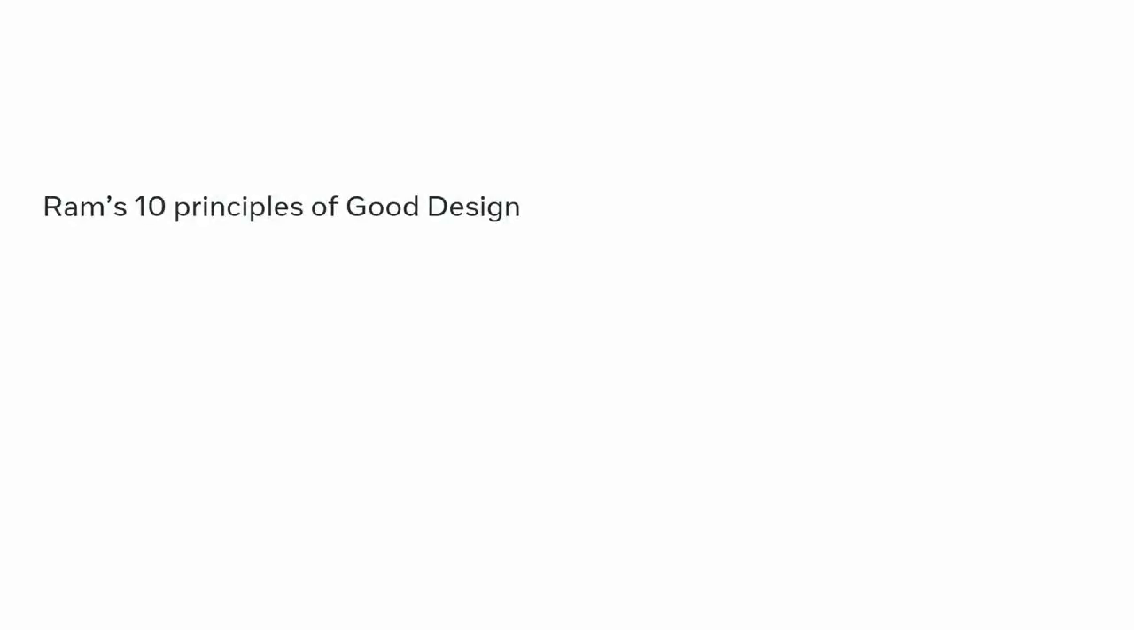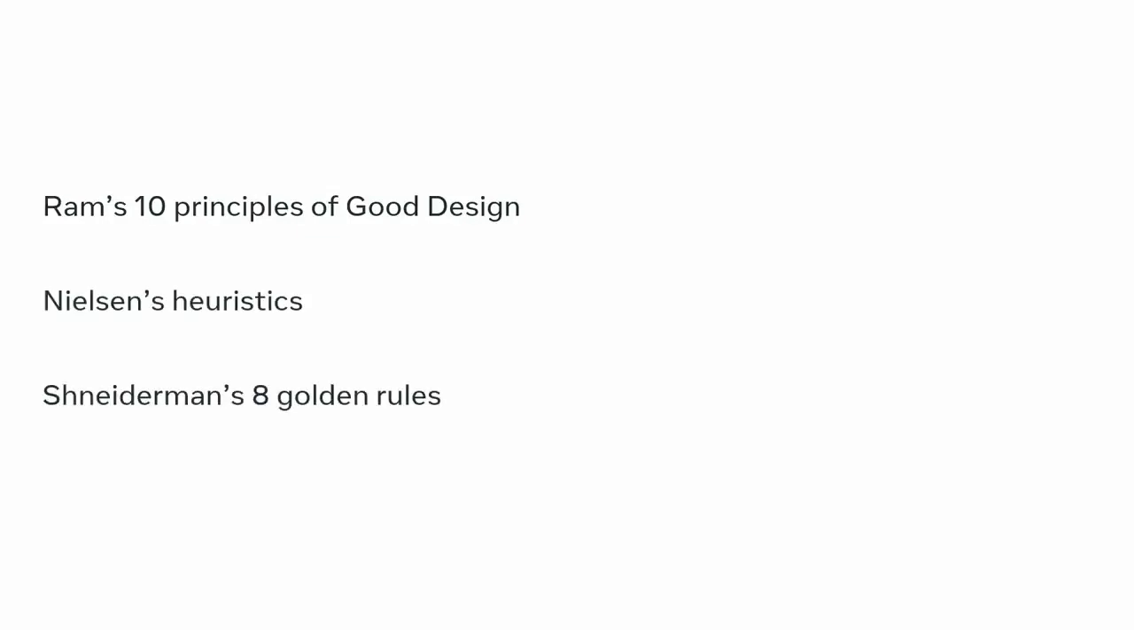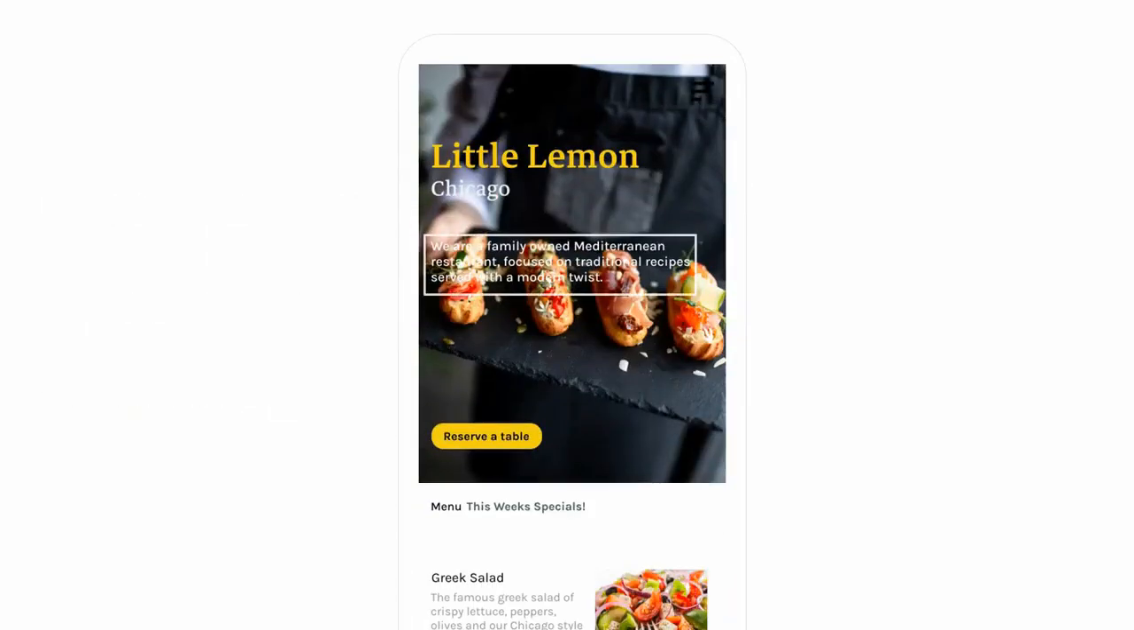Now let's evaluate it by using Ram's 10 Principles of Good Design, Nielsen's Heuristics, and Schneiderman's 8 Golden Rules. Remember that you covered these evaluation methodologies earlier. Tilly states that the text is difficult to read in some parts. This is not very aesthetically pleasing, nor is it understandable or thorough. It seems ill-conceived. And she wants to know why there is a button to reserve a table.